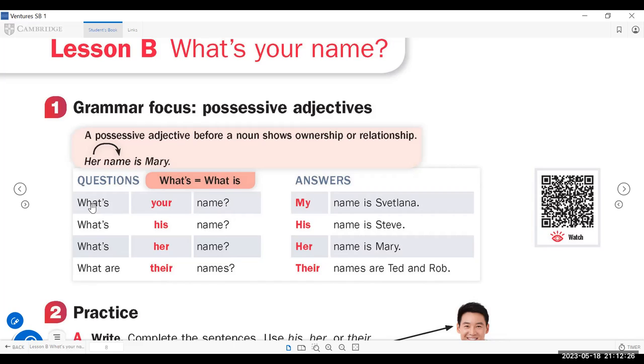And you are going to repeat. Si quiere abrir su micrófono, lo deja así, pero repite. What's your name? What's your name? Okay, ya no quiero oír what is, no. What's your name? What's his name? His name? What's her name? Her name? What are their names? What are their names?